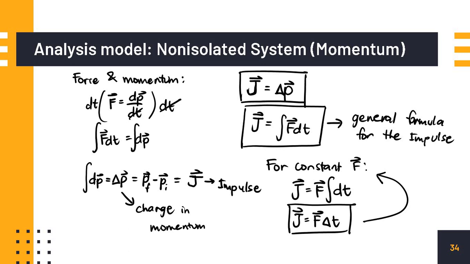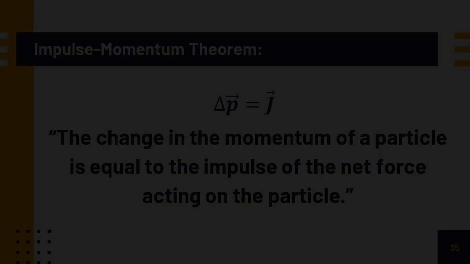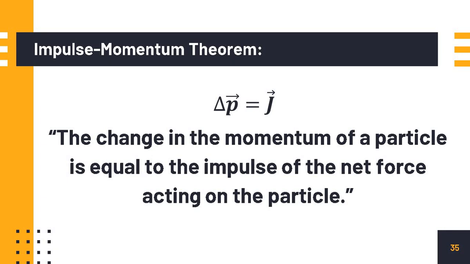Now, what do we learn about this analysis model of the momentum of particles within a non-isolated system? We obtained a new theorem: the impulse-momentum theorem. According to the statement, the change in the momentum of a particle, that's delta p, is equal to the impulse of the net force acting on the particle. So that's J.